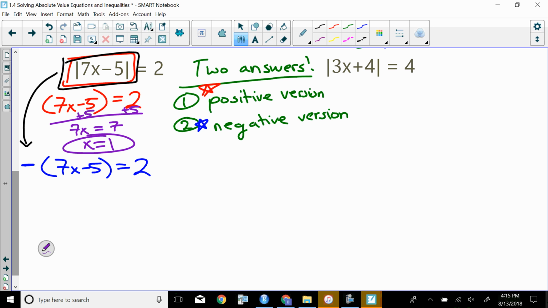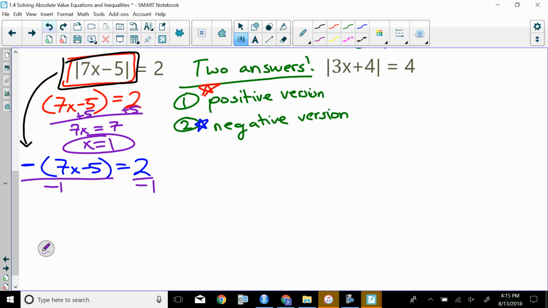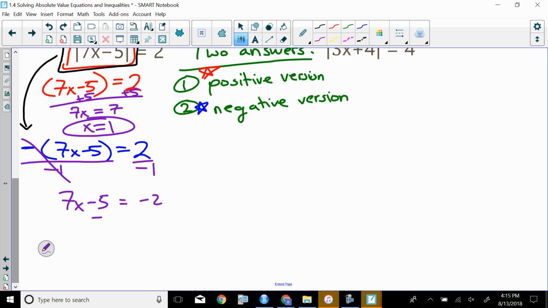There's one answer. Oh, okay, this negative here. Now I could distribute. But wouldn't it be easier if I just divided by a negative 1? If I divide by a negative 1, these will cancel. Thus, I'll have 7x minus 5 equals a negative 2 over here. Add the 5. Divide by 7, and I get 3 sevenths.